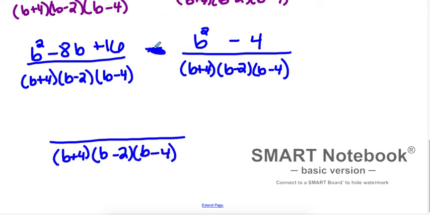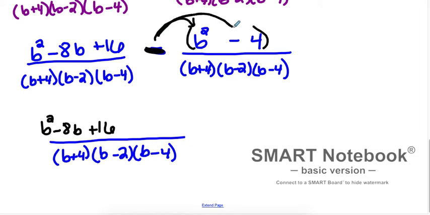Now we actually have to do this subtraction, right? So we have b squared minus 8b plus 16 from this first fraction, okay? But then this minus applies to this whole quantity, so we have to distribute, right? So negative 1, technically, times b squared will give us negative b squared, and then negative 1 times negative 4 will give us positive 4.